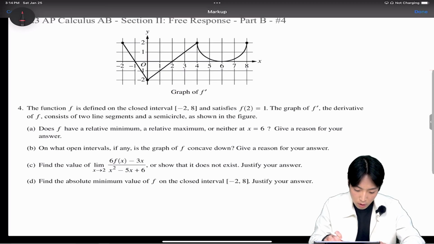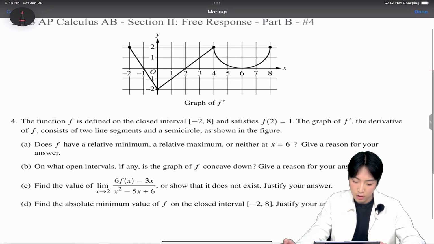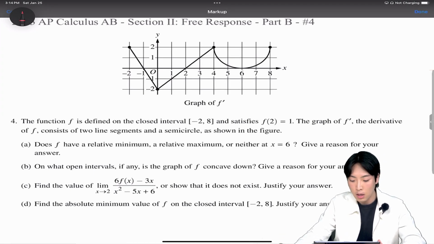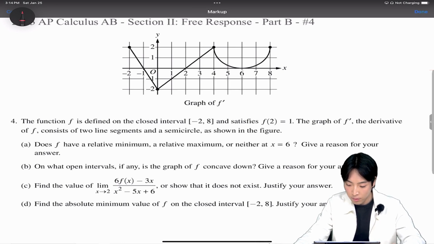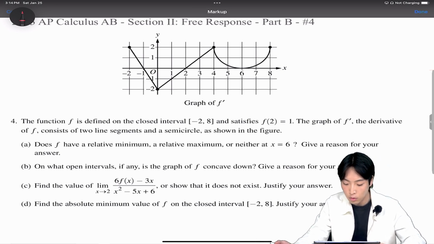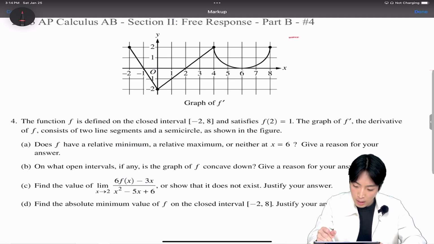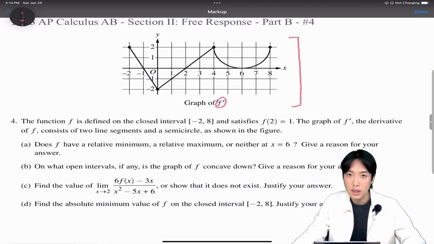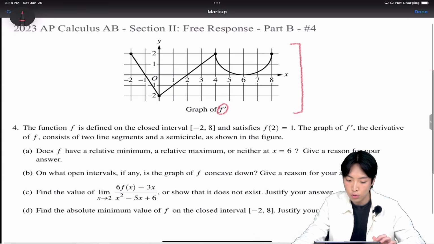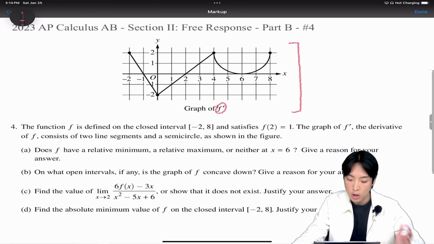So number 4, the function f is defined on the closed interval between -2 and 8 and satisfies that f of 2 is 1. The graph of f prime, the derivative of f, consists of 2 line segments and a semicircle as shown in the figure. So the graph here at the top is our graph of f prime. A question like this appears a lot on AP. I think in 2022 we saw a question like this as well. So it's good that we're covering these topics.